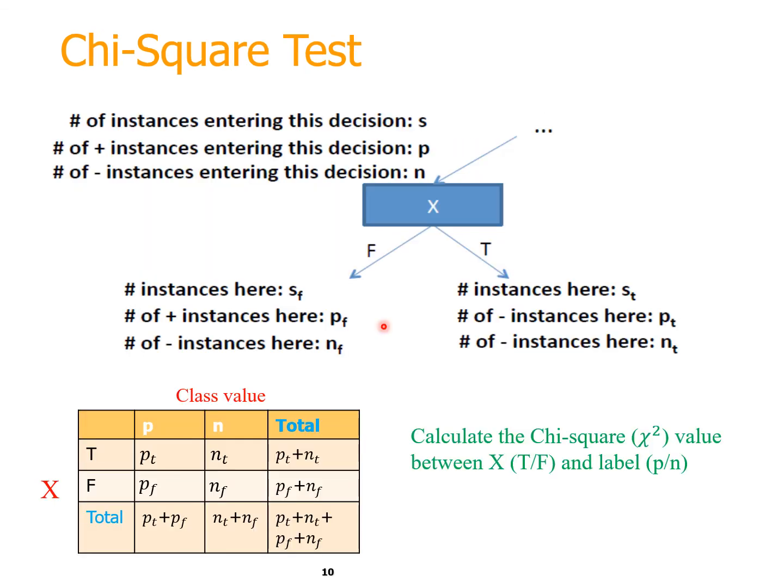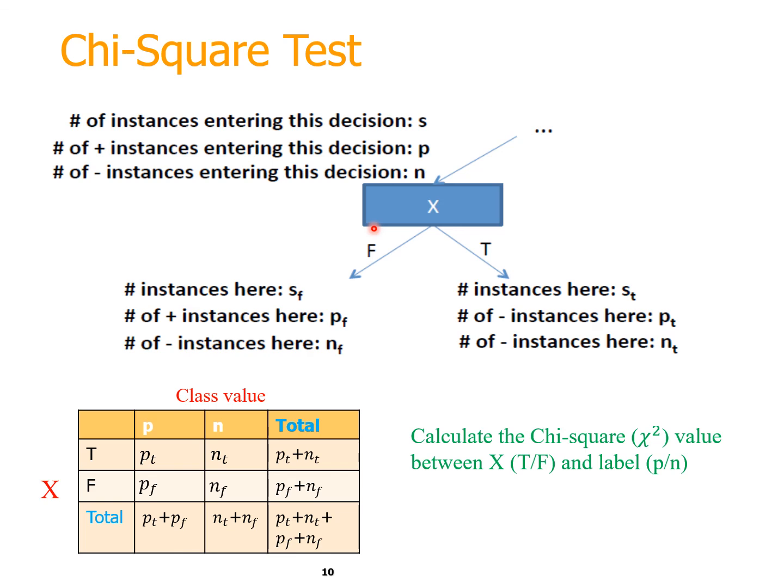So in a previous slide, we have seen the basic concept of chi-square test. In this slide, we're going to take a look at how the chi-square test is used in pre-pruning. Let's say you select an attribute x, and you're going to add x to the decision tree here. Because we are using pre-pruning, you have to decide whether you want to add this or not, right? So we use chi-square for that.